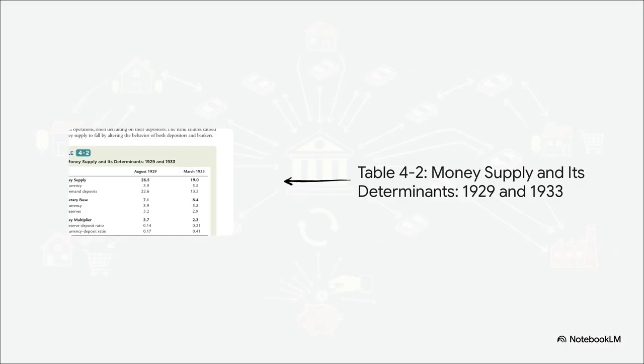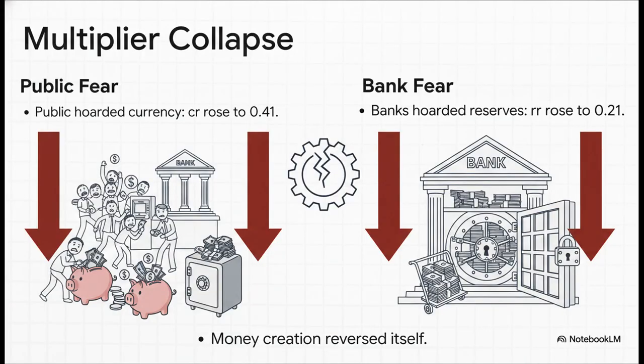Well, the culprit was an absolute crash in the money multiplier. It plummeted from a healthy 3.7 down to just 2.3. The central bank was effectively pushing on a string. I mean, they increased the base, sure, but the multiplier engine itself was completely broken. So, why did the engine break?